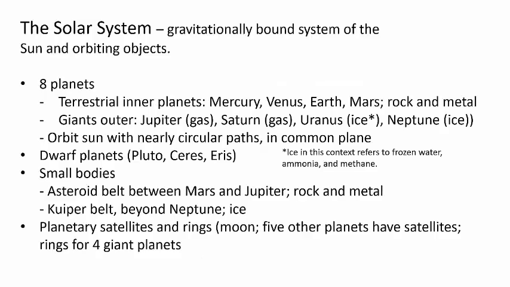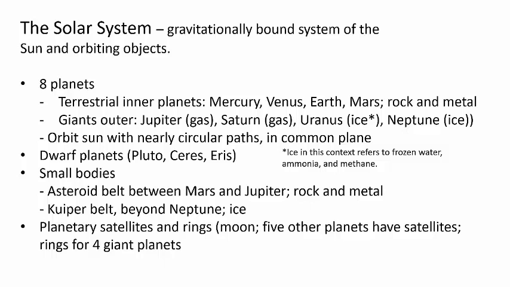Now, how about our solar system? What is the solar system anyway? Well, it's defined as a gravitationally bound system of the sun and all of its orbiting objects. Mouthful. The sun and its orbiting objects that are gravitationally bound to one another.